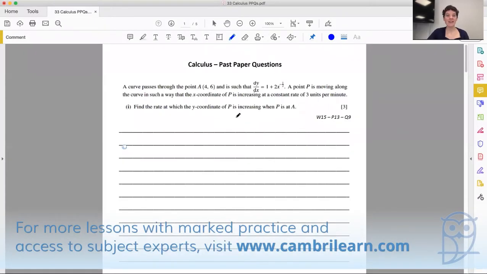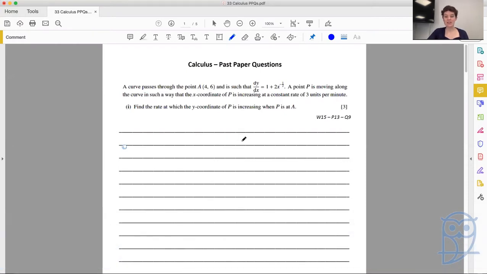Today we are having another look at some calculus past paper questions. What we're doing here is looking at questions that combine differentiation and integration, looking at things where we need a little bit more elasticity in our brains in terms of understanding.